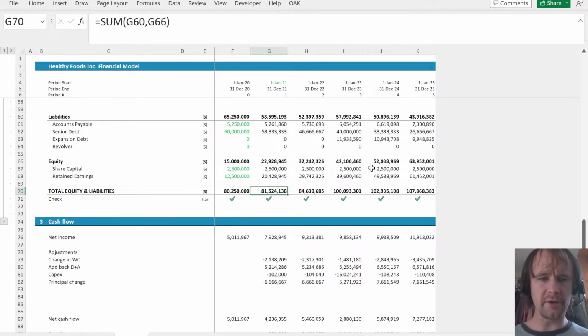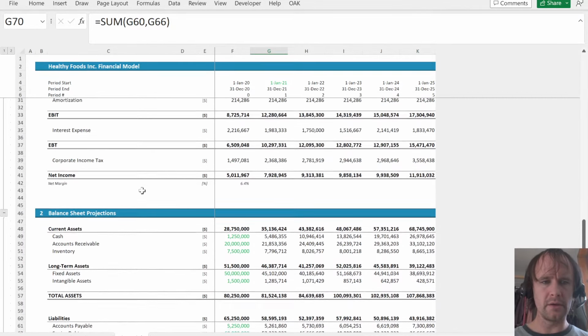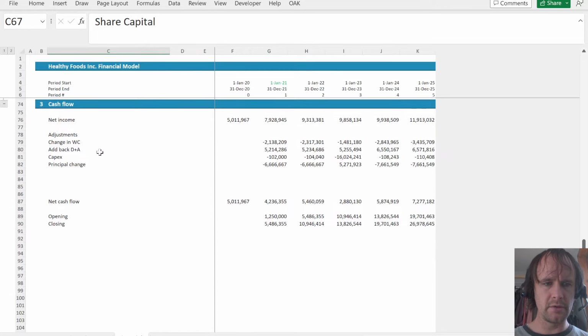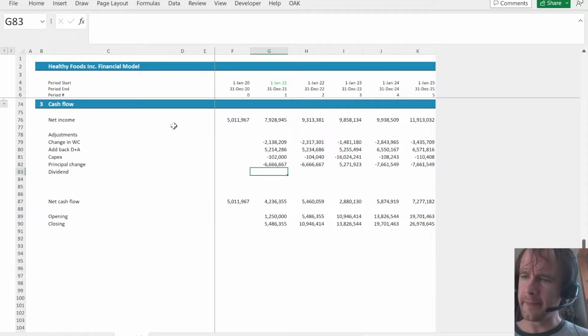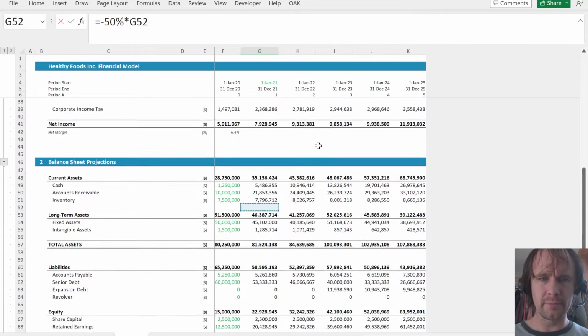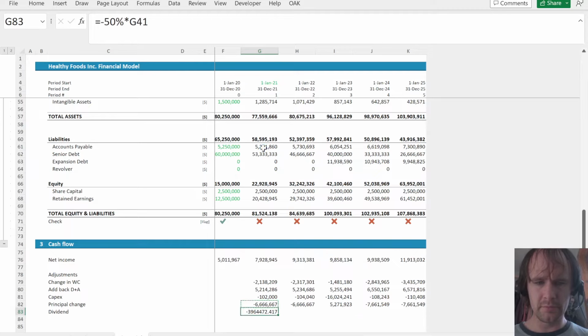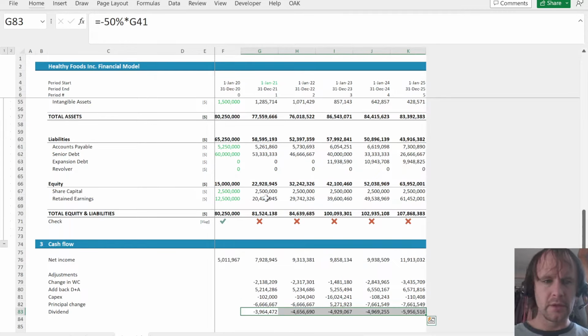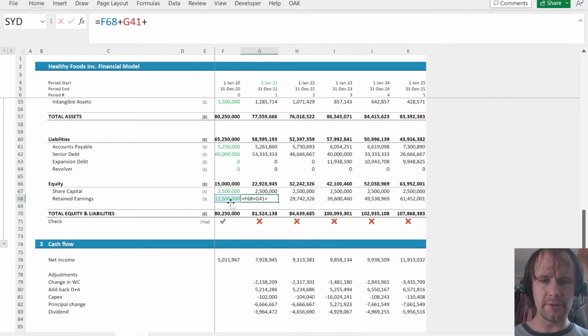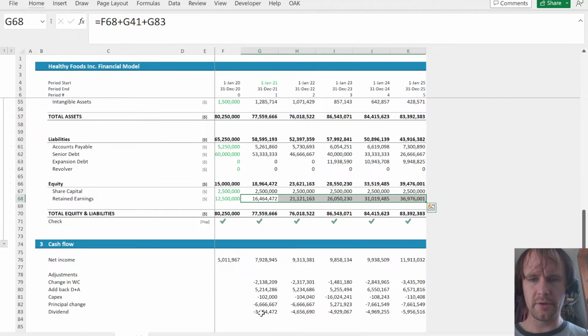Then dividends. So come down here. Dividend. And the plan is 50% of its net income to common. Distribution happens on the last day of the year, so it's going to be minus 50% times net income. And then we need to subtract that off from here, and then my balance sheet balances again. Happy days. Opening balance sheet is done.